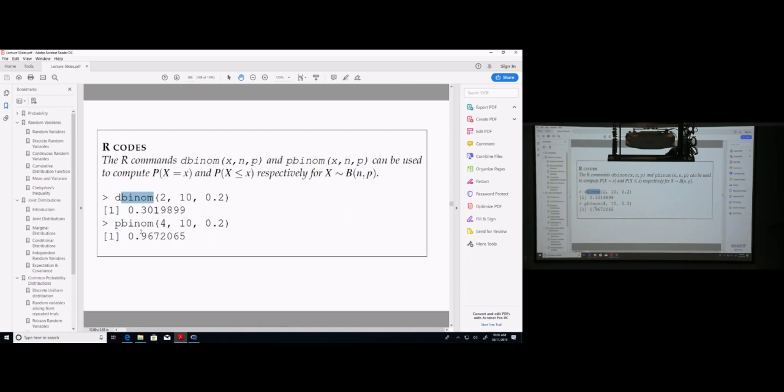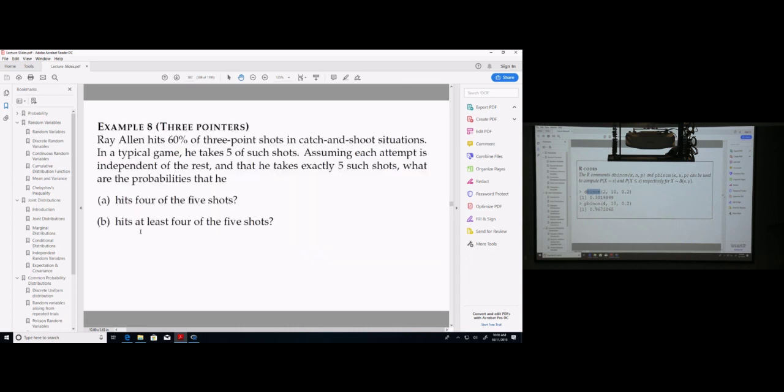Now, so this is the command for this. So I guess it is very easy for you. Okay, so another one, 3 pointers. Ray Allen, I don't know who he is, probably very famous. You see? No? He's probably not famous then. He hits 60% of the 3-point shots in catch and shoot situations. In a typical game, he takes 5 of such shots. Assuming each attempt is independent of the rest, and that he takes exactly 5 such shots, what is the probability that he will hit 4 of the 5 shots, and so on?